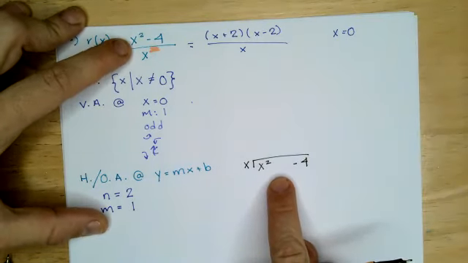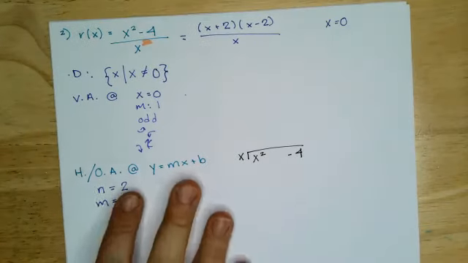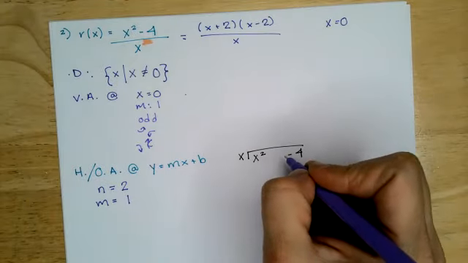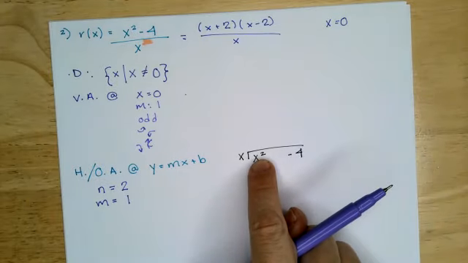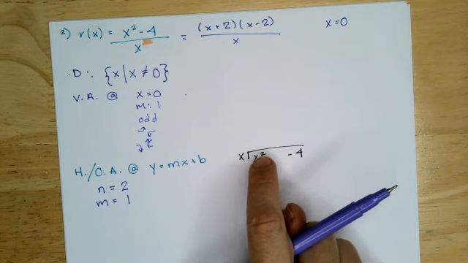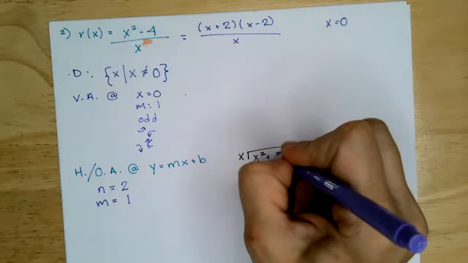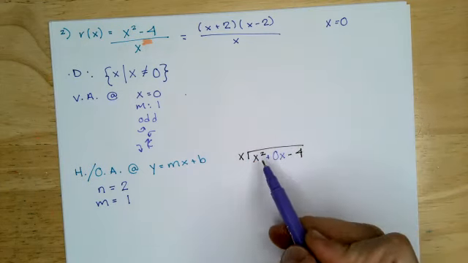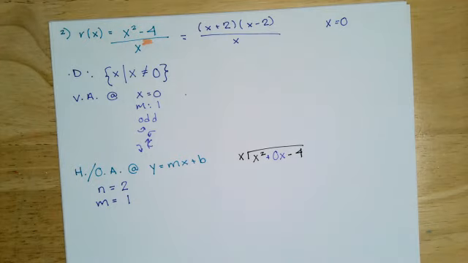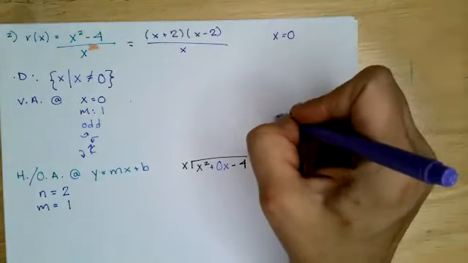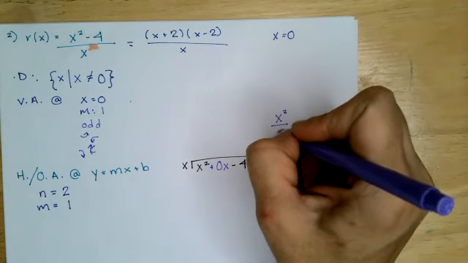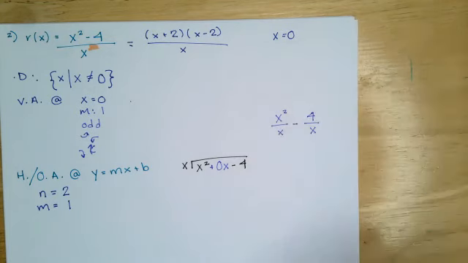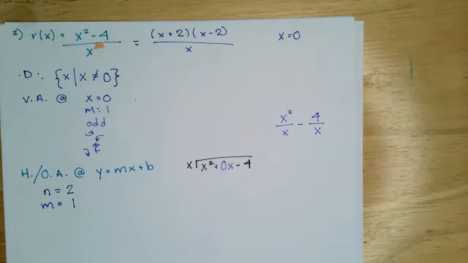You'll see I left a space between the x squared and the negative 4. That's because when you're doing long division of a polynomial by another polynomial, you need to leave space for each exponent value. So here's x squared and 0x and a negative 4 for x to the 0. So this is x to the second, x to the first, x to the 0. You can also just call it x squared over x minus 4 over x. Okay. No problem. Thanks for letting me know.